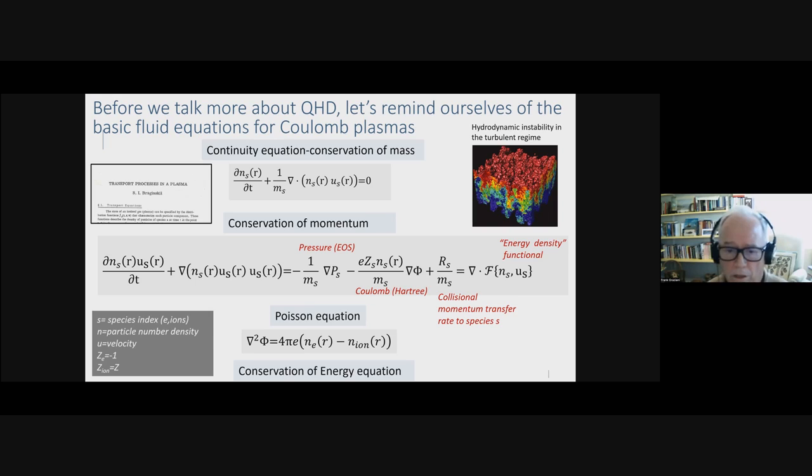And there's also a Poisson equation. So here we're just talking about electrostatics. We're not going to introduce magnetic fields, but there's no reason why we couldn't. But for this talk, we're just going to focus on electrostatics.